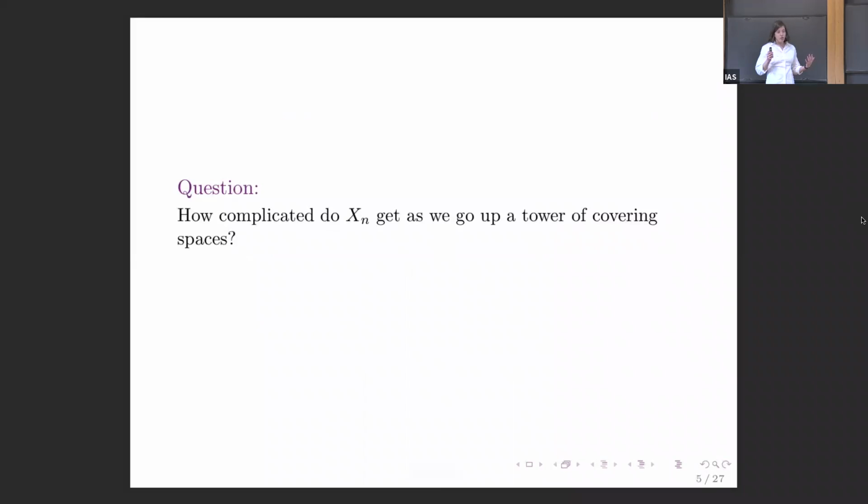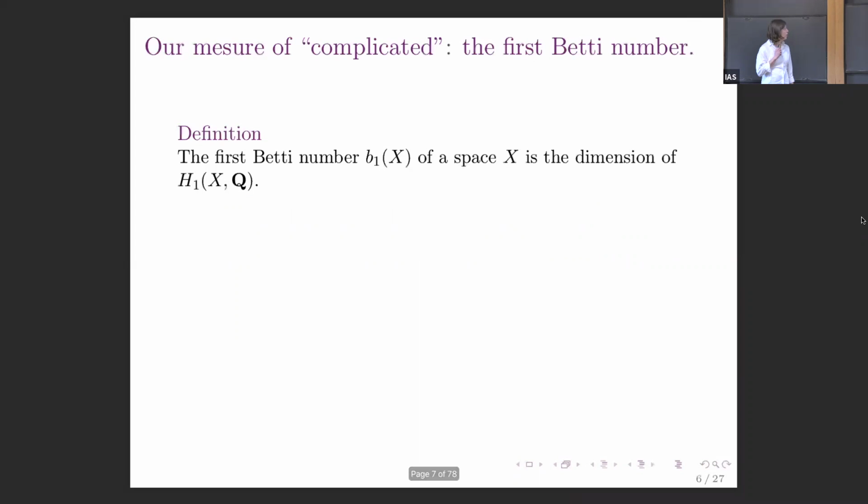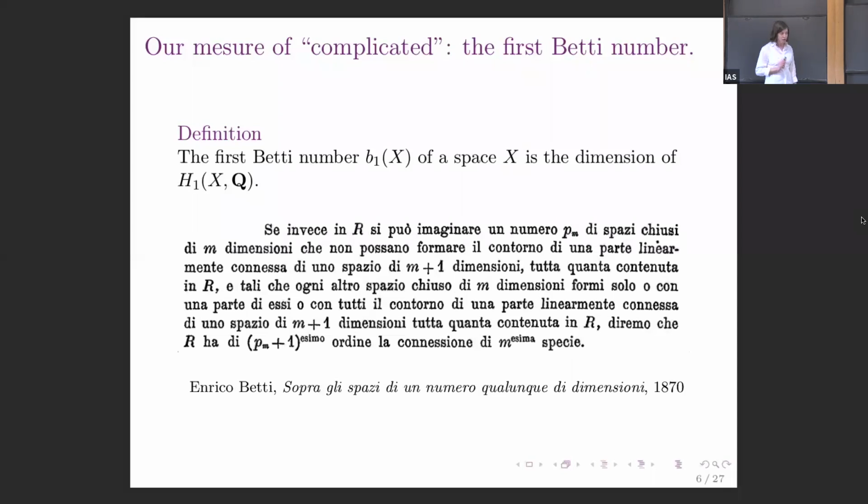And the question I want to answer is the following. If I have a tower of covering spaces, how complicated do the spaces get? Of course, this is a very vague question, and I'm going to refine it. So what will be our measure of complicated? In this talk, it'll be the first Betti number. So the first Betti number will be our numerical invariant that will measure how complicated a space is. It's the dimension of the first homology with rational coefficients. If you haven't computed the first homology of something in a long time, that's okay. Neither did Betti.